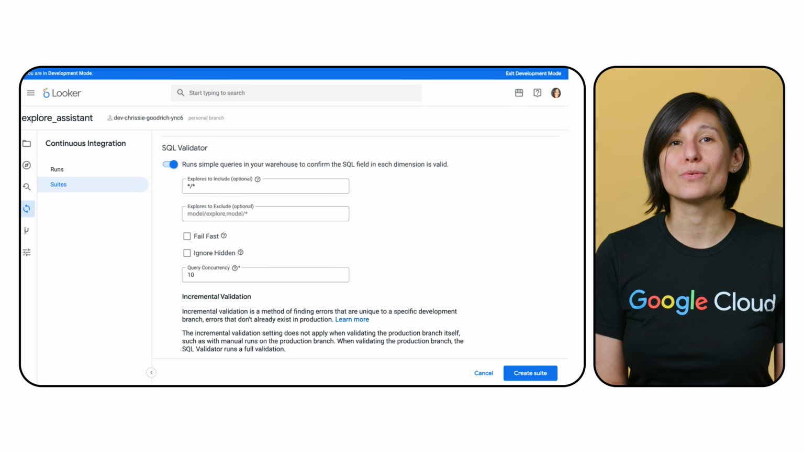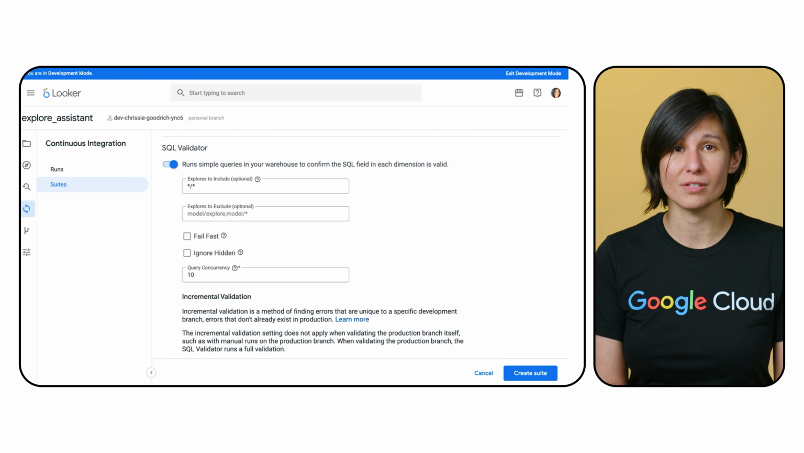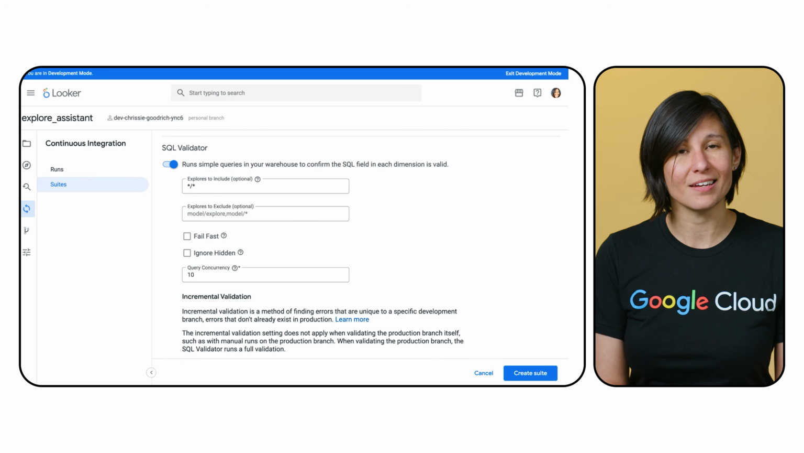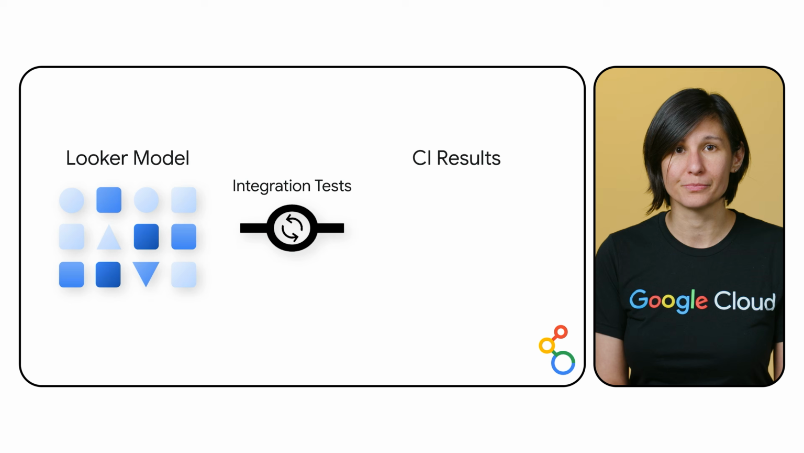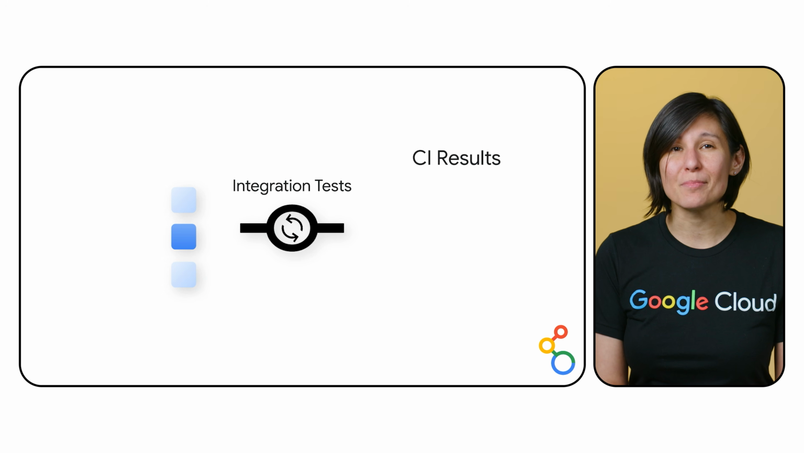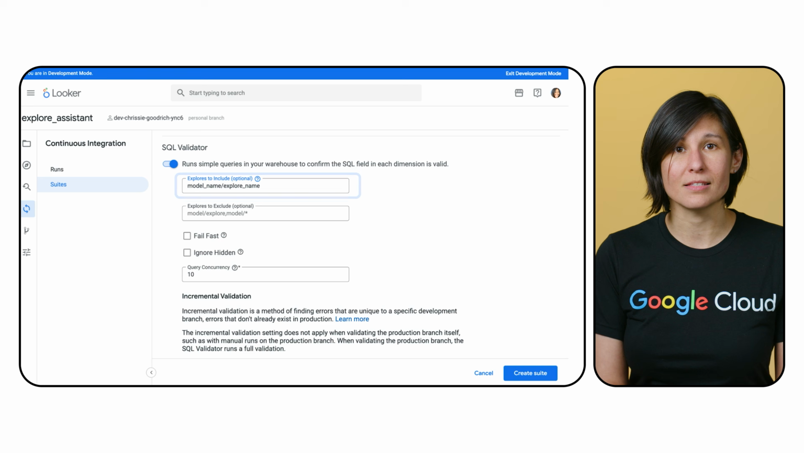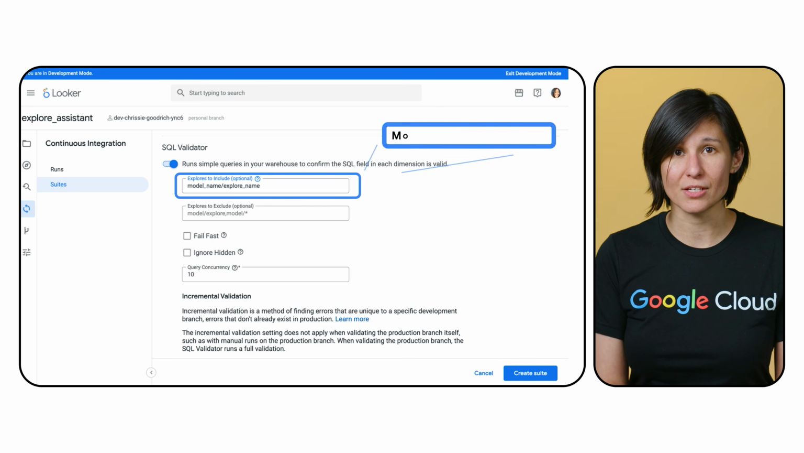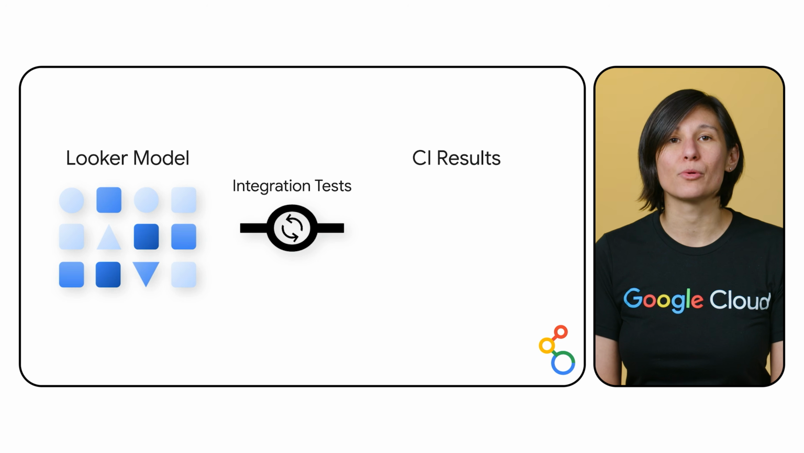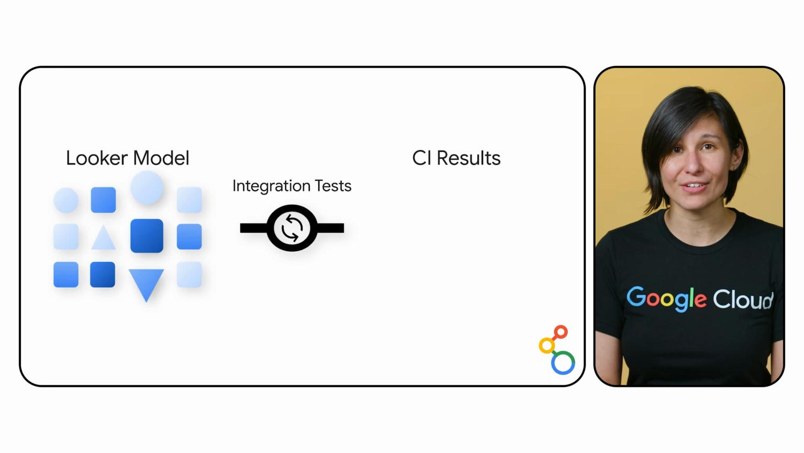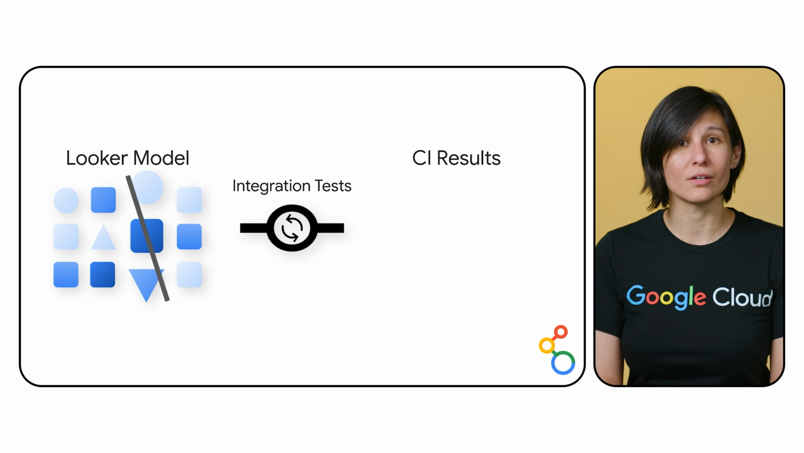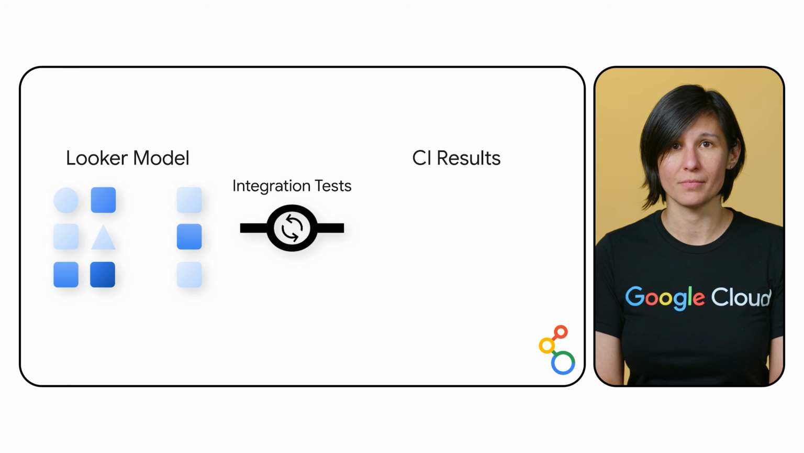This is managed through two configuration parameters: explores to query and explores to exclude. Explores to query limits the validator to specific explores. The syntax is model name / and then the explore name. Conversely, explores to exclude is used when certain explores are known to be computationally heavy or are currently under maintenance by another team. Then they can be explicitly bypassed.